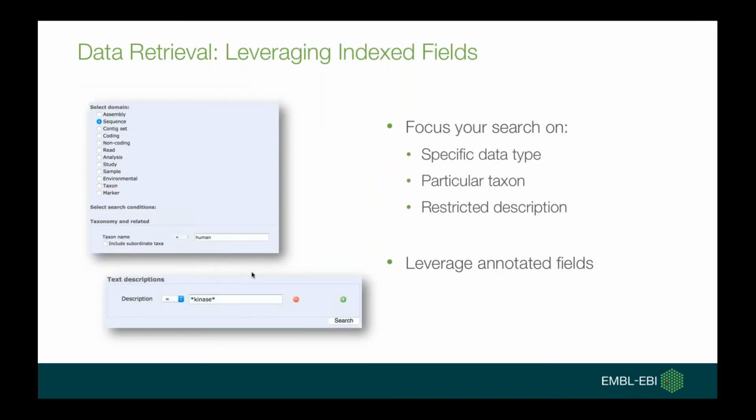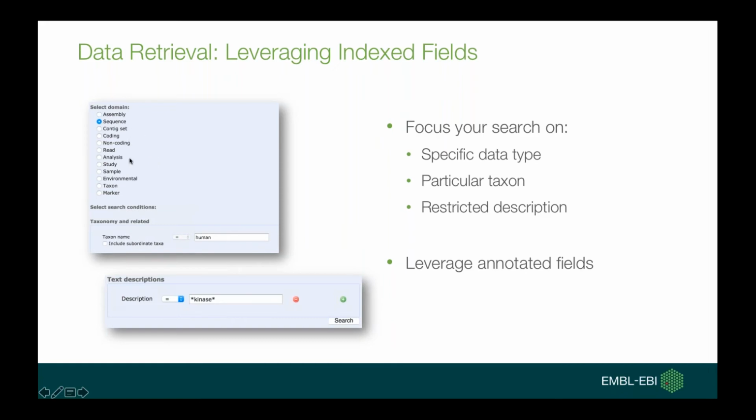The best thing to do is to use the advanced search browser. When you come to our advanced search page, the first thing you'll see is this domain selection. This allows you to specify what sort of thing you're going to look for. Once again, there are some things which by now might be familiar. You can search for samples, studies or reads. In this case, we've searched for sequence because we're interested in annotated data.